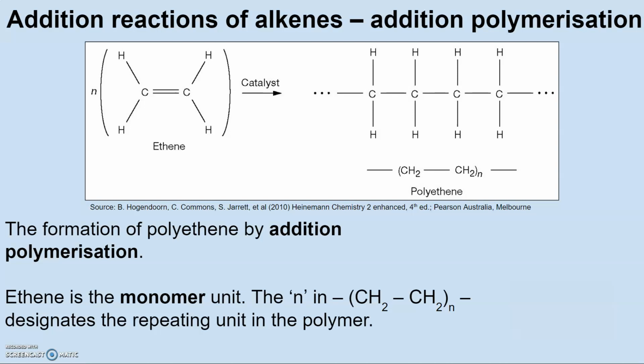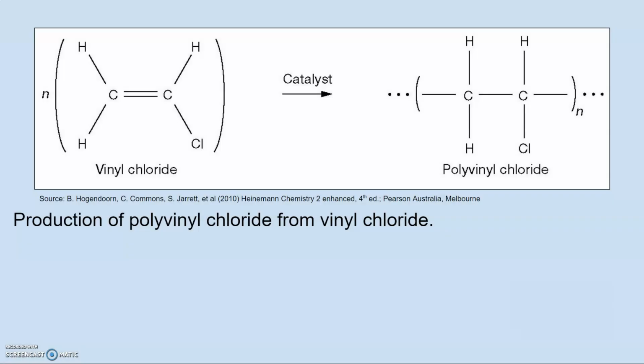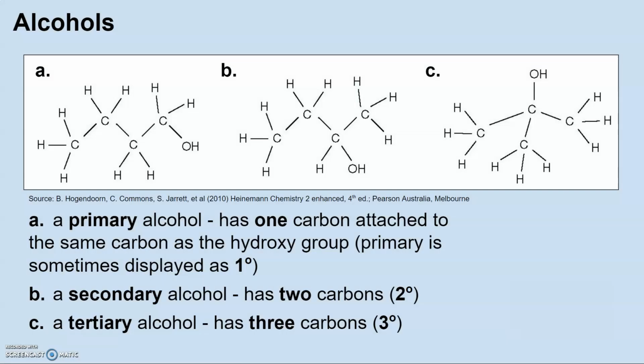We should know that it can polymerize with itself by that double bond opening up in the presence of a catalyst to give us a polymer. We can have other polymers form, recognizing the repeating unit and so on.